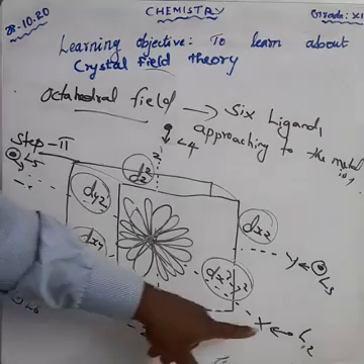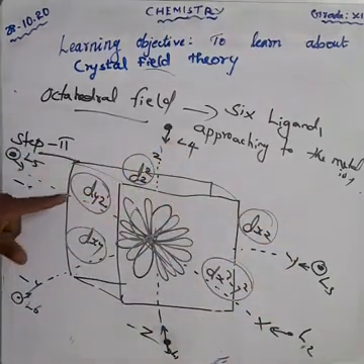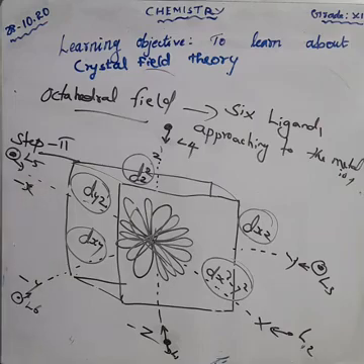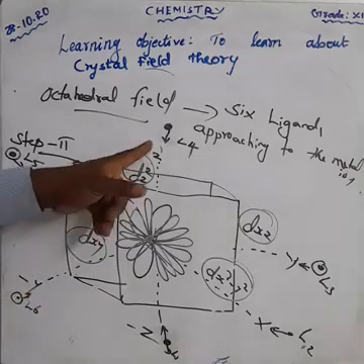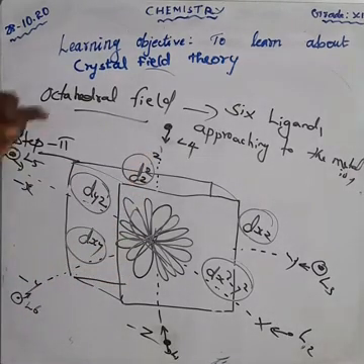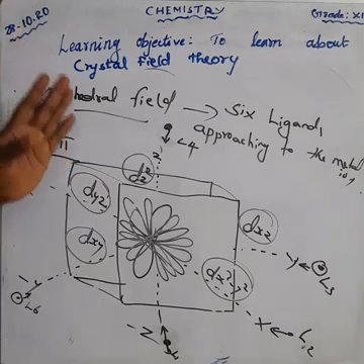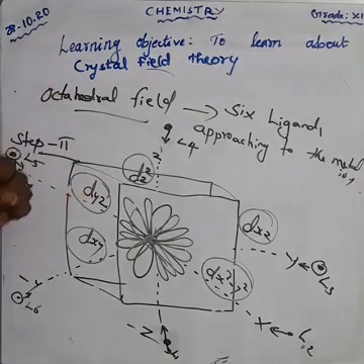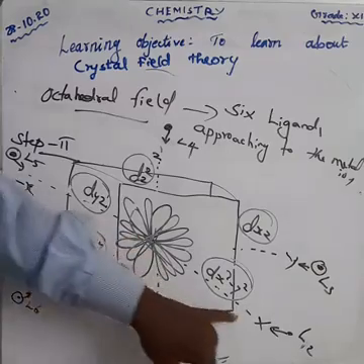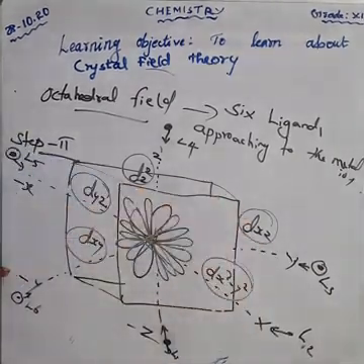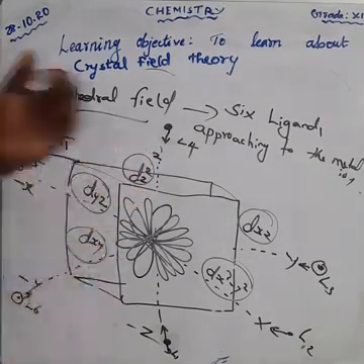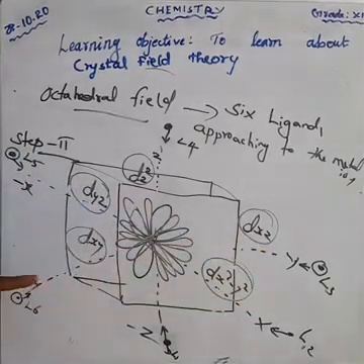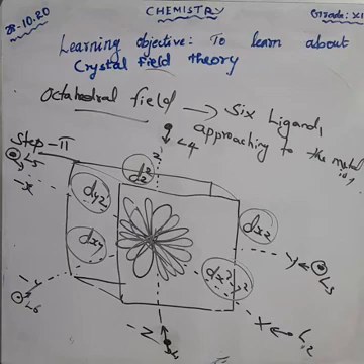This is ligand number 1, ligand number 2, ligand number 3, ligand number 4, ligand number 5 and ligand number 6. This is the x-axis, minus x, next y, minus y, z, minus z. These are the axes. We should say that the central metal ion is located at the origin, and 6 ligands are coming from plus x, minus x, plus y, minus y, plus z, minus z.